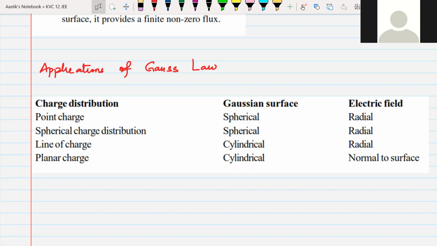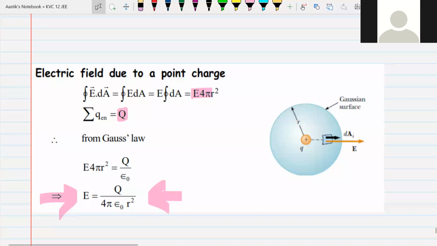Can you move ahead to the next page? Sir. Yes, sir. This, note it down fast.